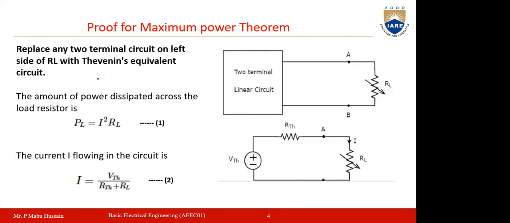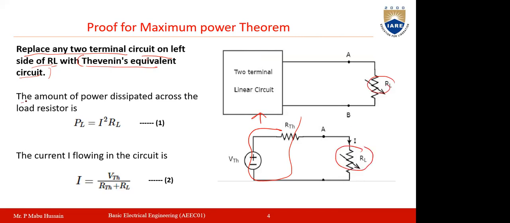So let us see the proof for the maximum power transfer theorem. Now you have to replace any two terminal circuit on the left side of your load resistance with the Thevenin's equivalent circuit. To get the maximum power transfer condition, first you need to derive the Thevenin's equivalent circuit for the given circuit. So this is the Thevenin equivalent circuit for your two terminal linear circuit. This RL will be placed as it is here.